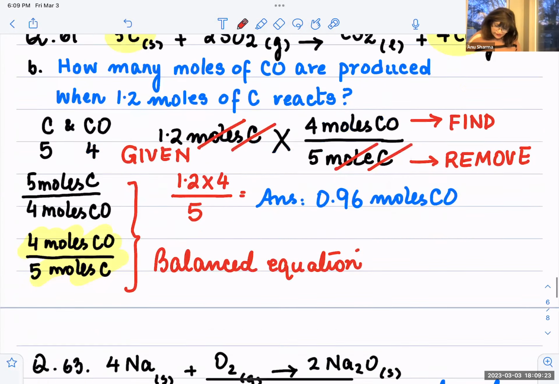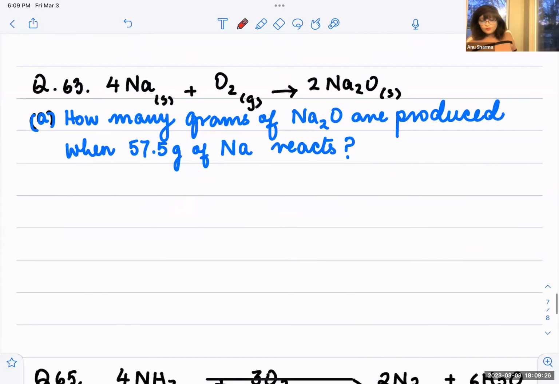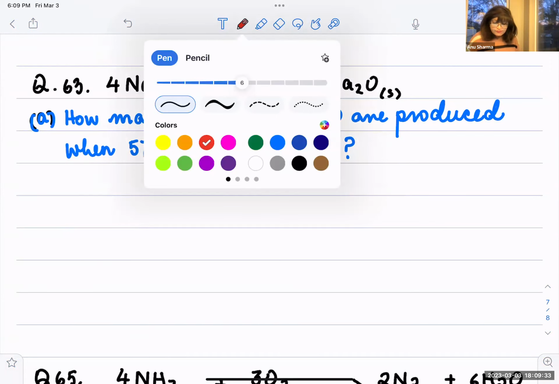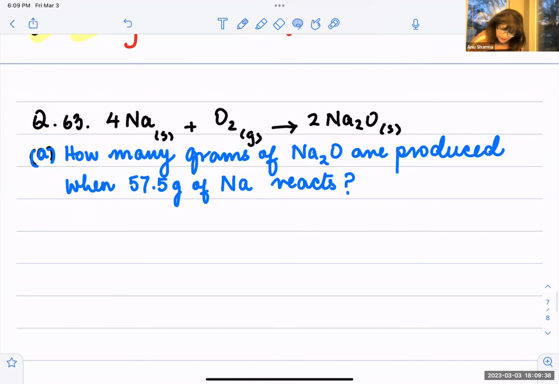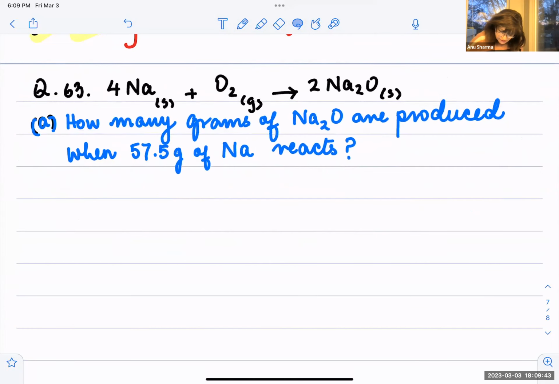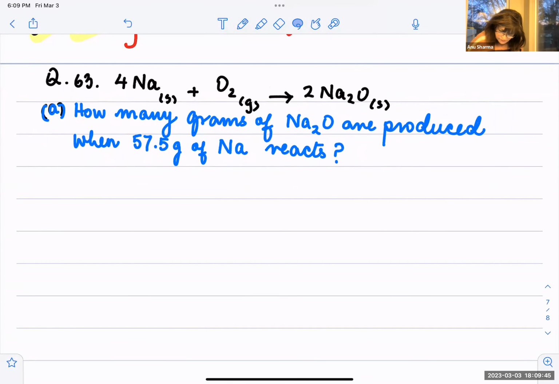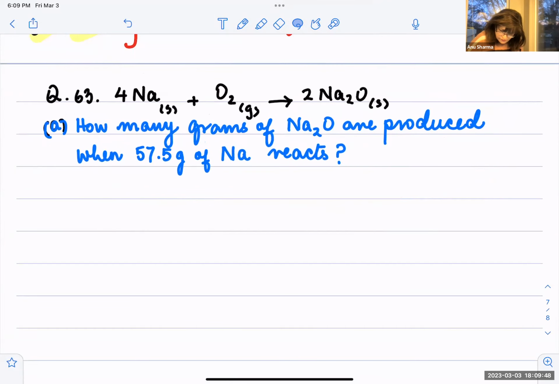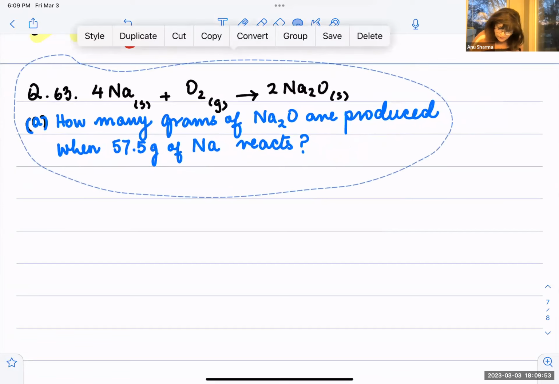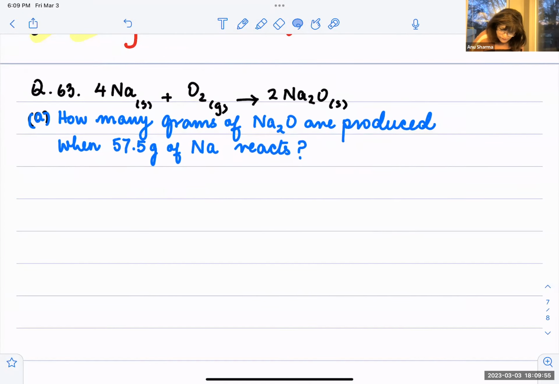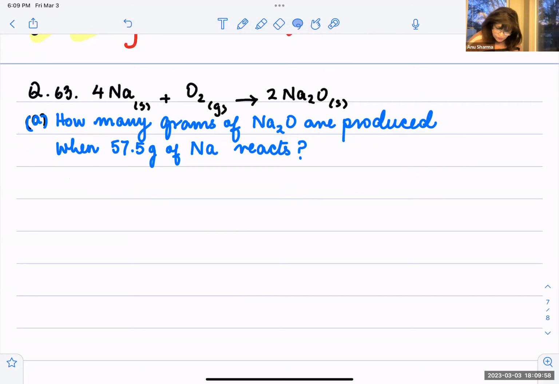All right, let's look at the next question. How many grams of Na2O are produced when 57.5 grams of sodium react? So now these are the grams to grams conversions. So let's see if I can move this a little bit up, just creating some space here. All right, here we have more space now.